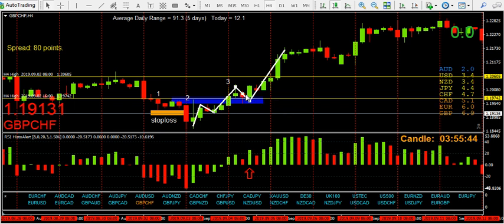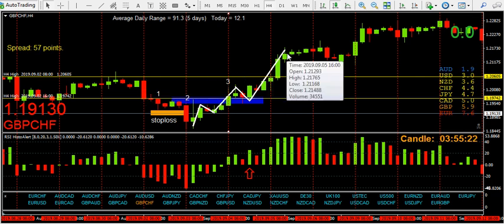So that's categorically stop loss below the low of candle 1 in your 3-candle reversal, or above if it's a short trade. And then targets are round numbers, obvious resistance levels. As you can see, it smashed straight through that. You can take it to further resistance, that's entirely up to you.